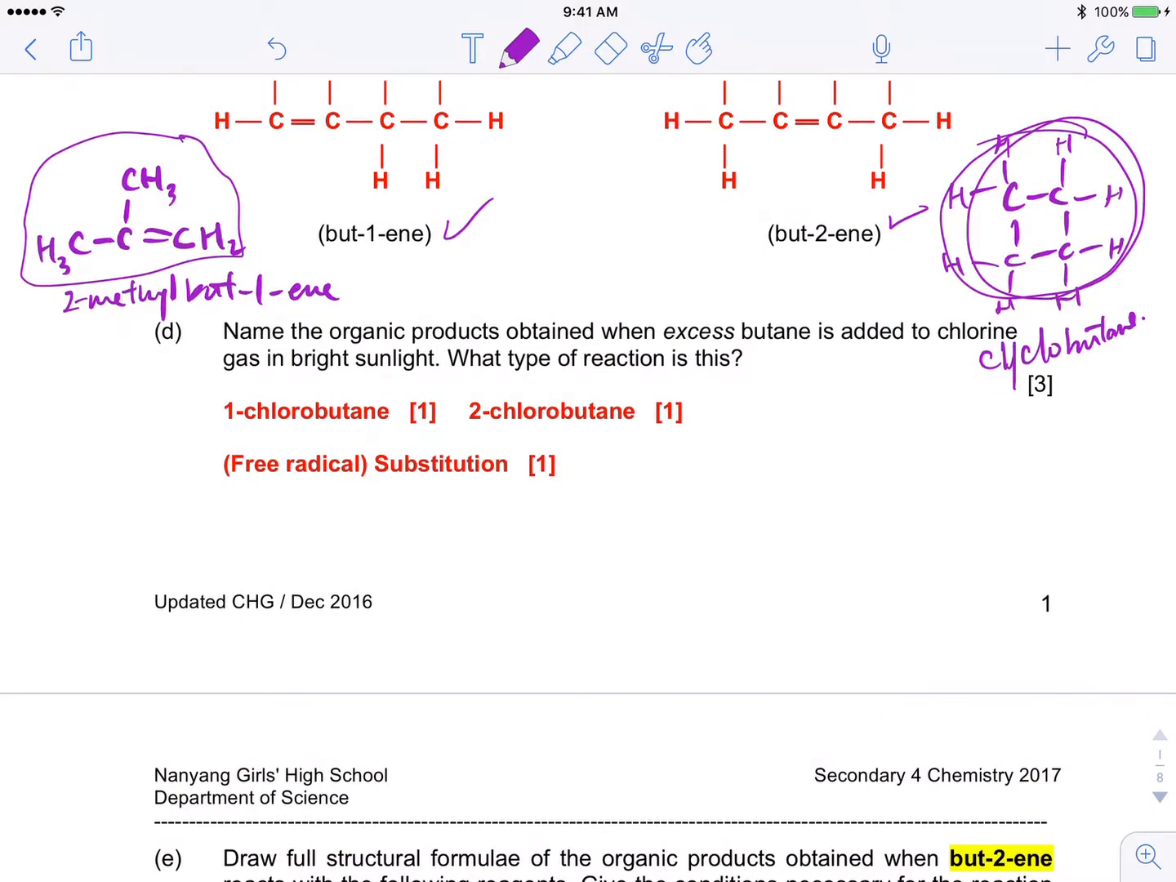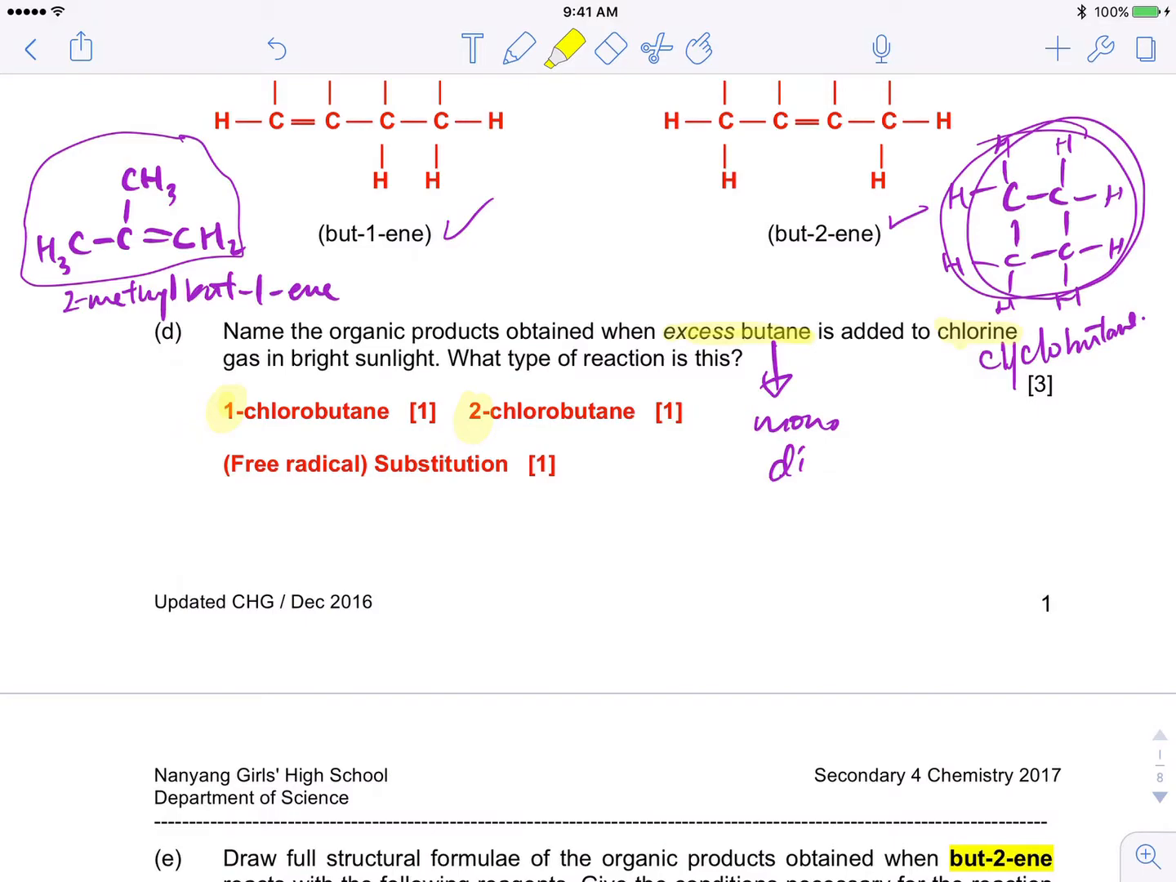Next, name the organic products formed when excess butane is added to chlorine gas in bright sunlight. What type of reaction is this? This is a similar question to your quiz. Again, when there's excess butane, you should think of only mono or di substituted butane at the most. Now that chlorine is used, it should be chloro something. Because the chloro group can be at the first or second position of butane, we need to specify the exact location. So 1-chloro or 2-chlorobutane.